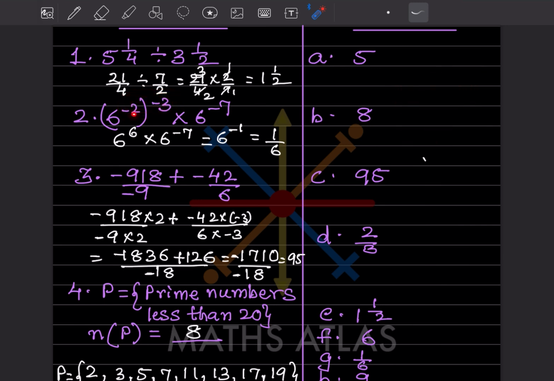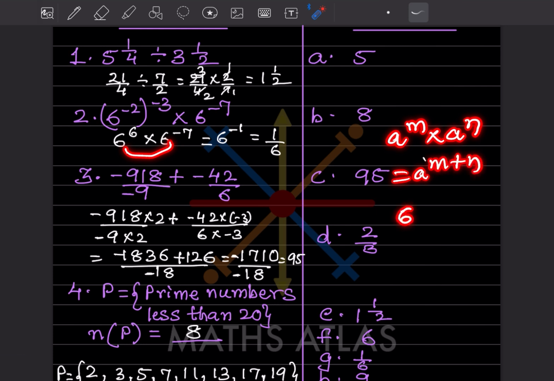So now what will you do? Minus 2 into minus 3, both are negative, means in multiplication it becomes positive. 3 2s are 6. This is as it is. So what will you do now? You know this formula as well. a raised to m into a raised to n, that will be a raised to m plus n.